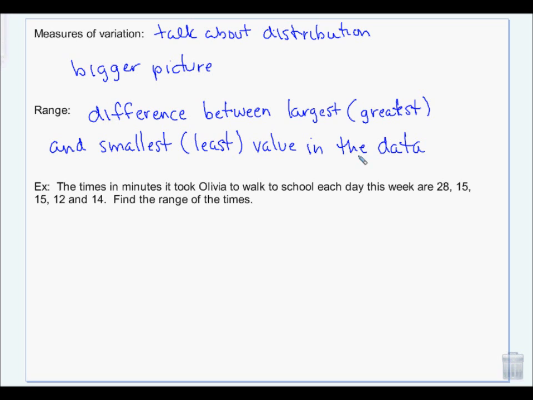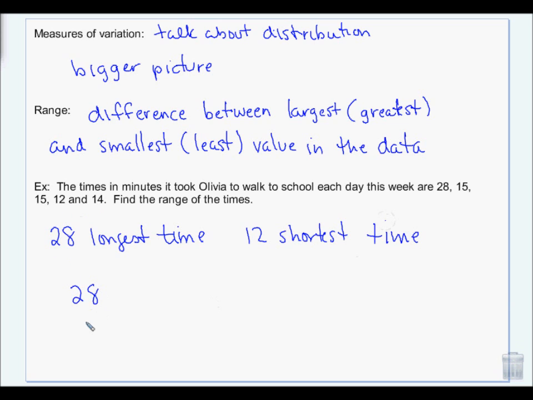and that gives you your range. So we have Olivia walking to school. She's taking 28, 15, 15, 12, and 14 minutes. And we're going to find the range. Well, 28 is the longest time, and 12 was the shortest. So I'm going to do 28 minus 12, which is going to give me 16. So my range is 16 minutes.